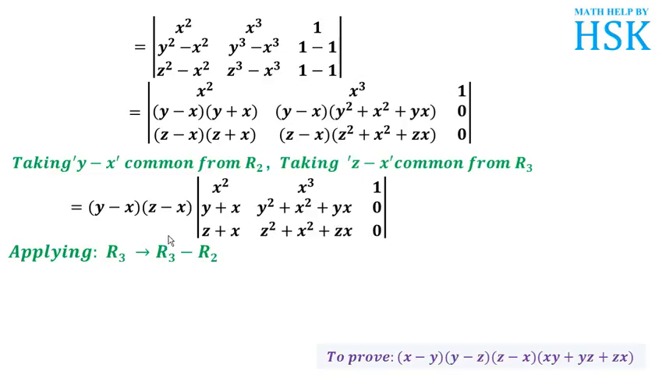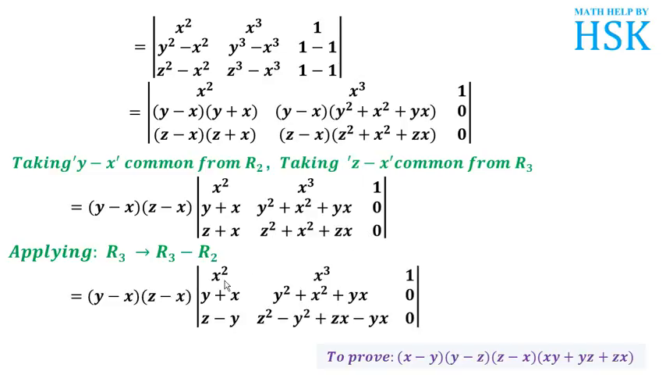Right? So applying this property, I'm going to obtain this as x square, x cube, 1, the second row as it is, and the third row is going to change to z minus y, x are going to cancel out, x square are going to cancel out, so I'm going to obtain z square minus y square plus zx minus xy, and these two terms as it is.